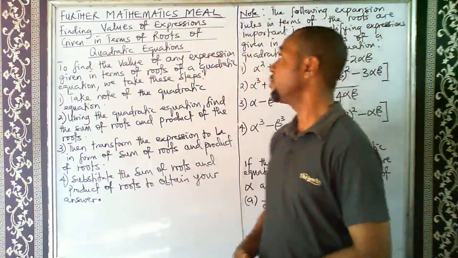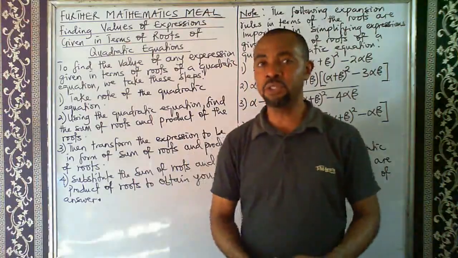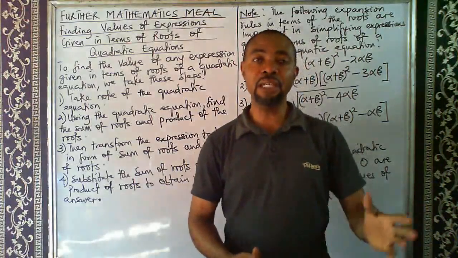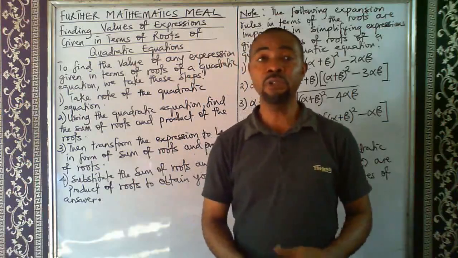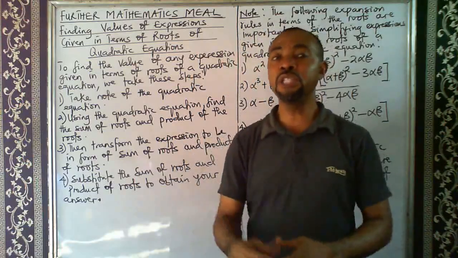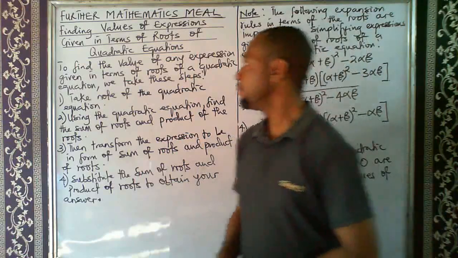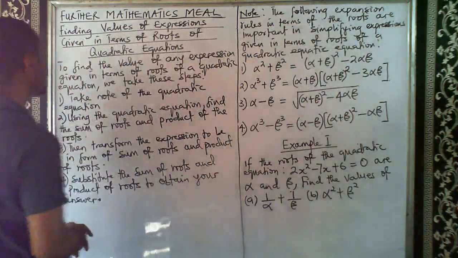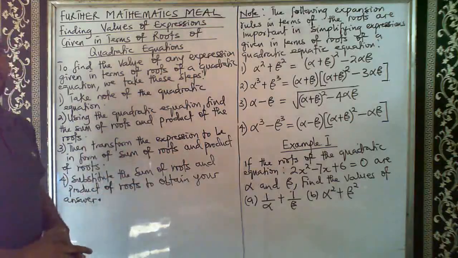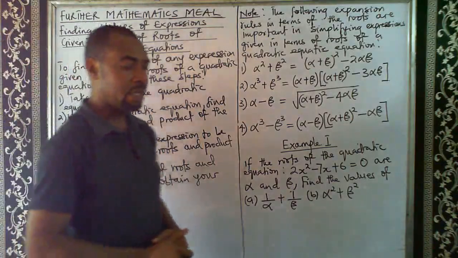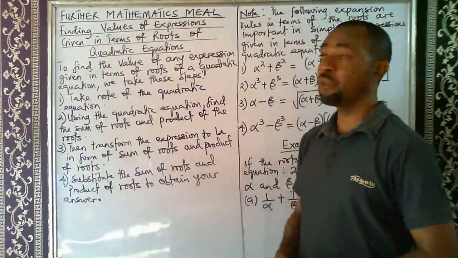Roots of quadratic equations. Now, in some cases, we may be given certain expressions in terms of the roots of a quadratic equation, that's in terms of alpha and beta, and we are expected to find the values of such expressions. We're going to use the knowledge of sum of roots and product of roots to handle such problems. So to find the value of any expression given in terms of roots of a quadratic equation, we take these steps. So if we're given any particular expression that is given in terms of what? The roots of quadratic equation.